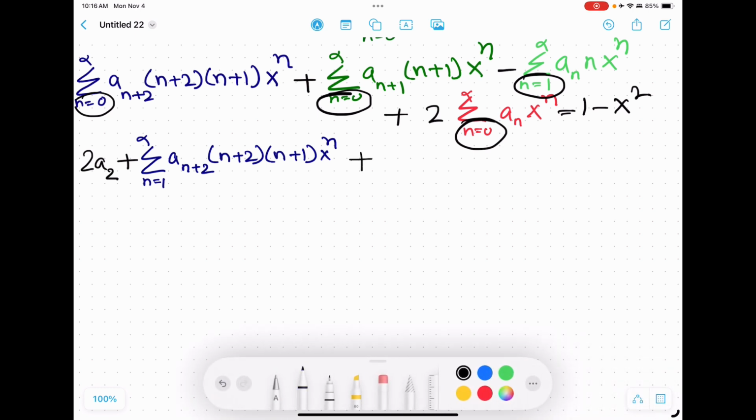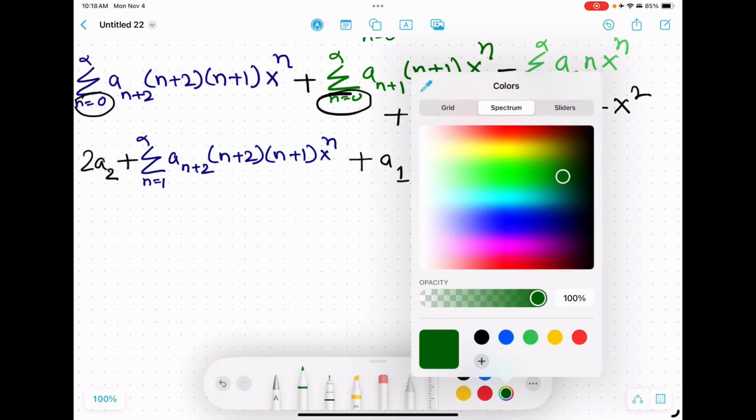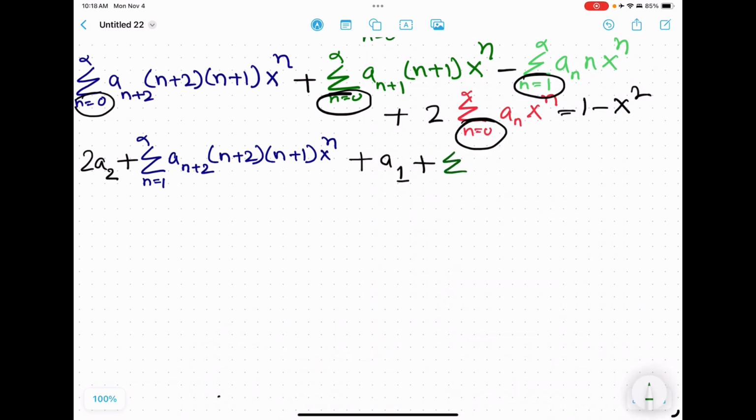Again, just plugging in my n equal to 0 directly into my second power series, and that gives a sub 1, because 0 plus 1 is just 1, and then I have a sub 0 plus 1 again is 1, and then x to the power 0 is just 1. Okay, and now I can shift my index to 1. So again, using my green color, I have summation n equal to 1 to infinity a sub n plus 1 times n plus 1 times x to the power n.